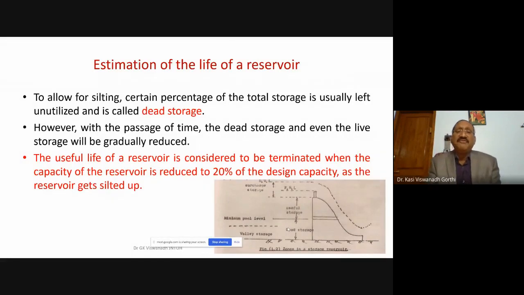So the useful life of a reservoir is considered to be terminated when the capacity of the reservoir is reduced to 20% of the design capacity as the reservoir is continuously getting silted up. Initially, dead storage is the allowance for silting up. After a few years, the entire dead storage portion will be completely filled with silt. Slowly, the silt deposition encroaches into the useful storage. And we say that the useful life of the reservoir is over, provided only 20% of the design capacity is available and 80% is completely filled with silt.